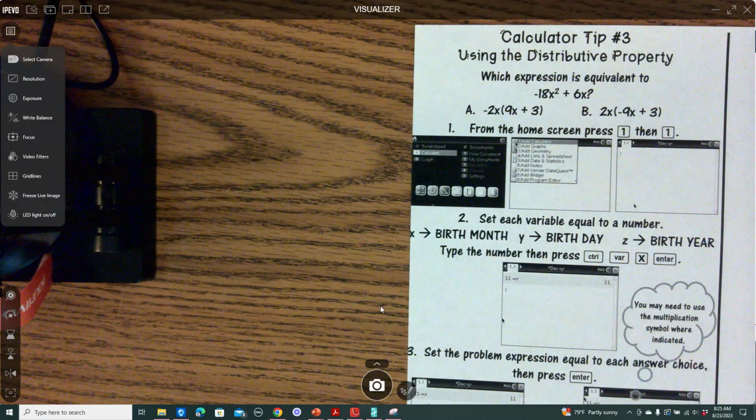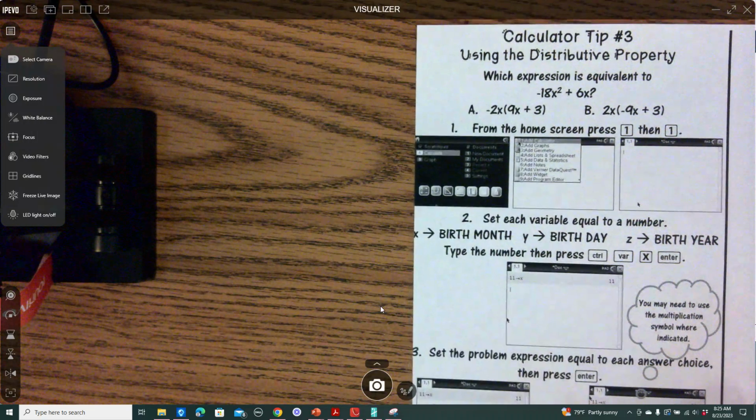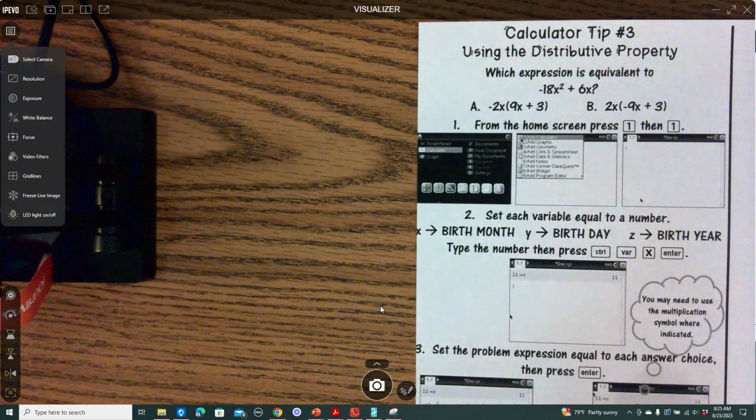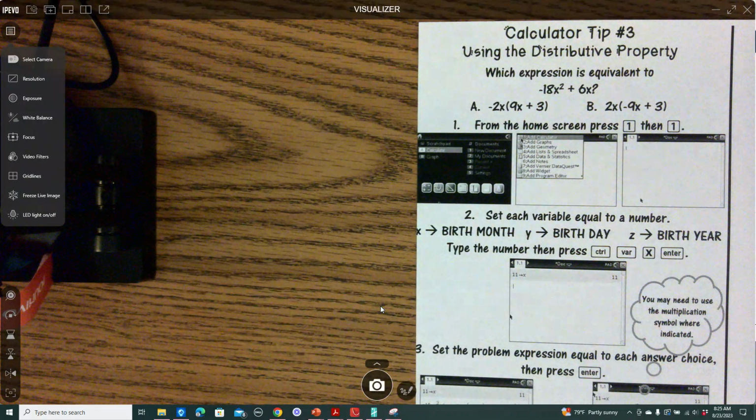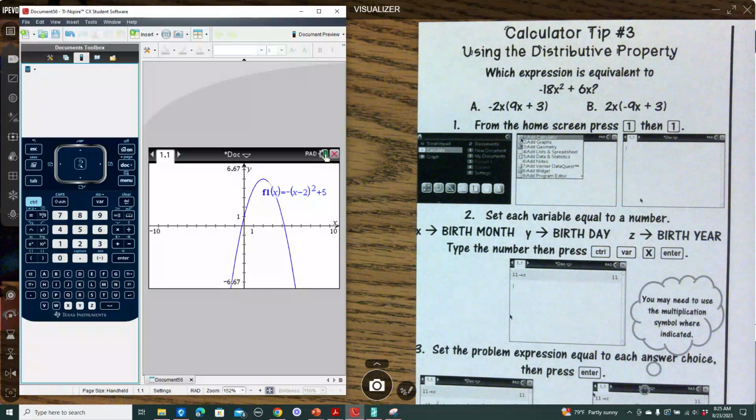This video is for lesson 1.3. What we're doing today is we're just looking at the distributive property. So there is another calculator tip page. It's identical in process to what we did yesterday. So just to review kind of what we did yesterday.